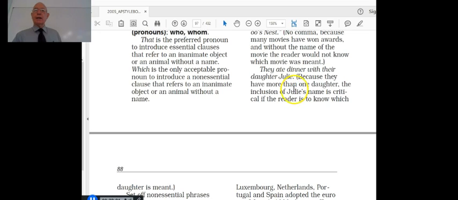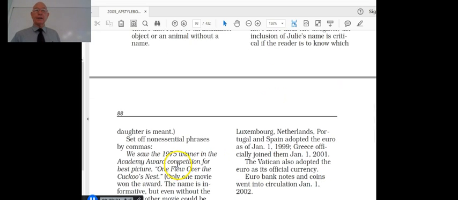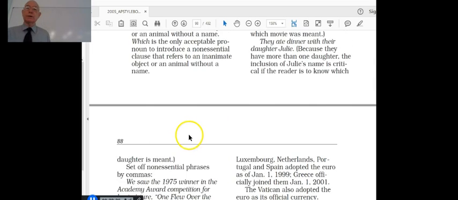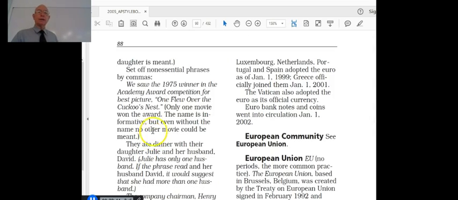Another example: they ate dinner with their daughter Julie. Because they have more than one daughter, the inclusion of Julie's name is critical if the reader is to know which daughter is meant. So those are both essential clauses, not set up with commas, and it's essential to understanding what the writer intends to say.